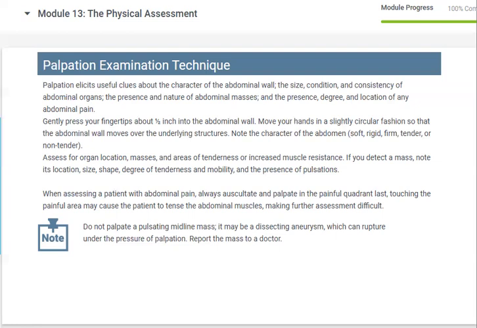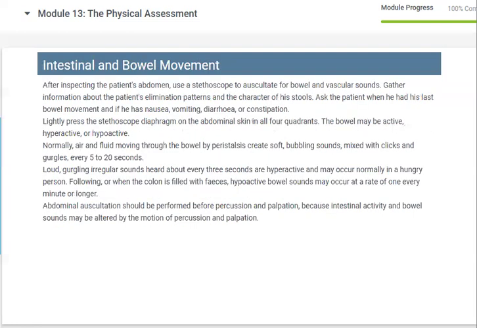Intestinal and bowel movement. After inspecting the patient's abdomen, use a stethoscope to auscultate for bowel and vascular sounds. Gather information about the patient's elimination patterns and the character of his stools. Ask the patient when he had his last bowel movement and if he has nausea, vomiting, diarrhea, or constipation. Lightly press the stethoscope diaphragm on the abdominal skin in all 4 quadrants. The bowel may be active, hyperactive, or hypoactive.